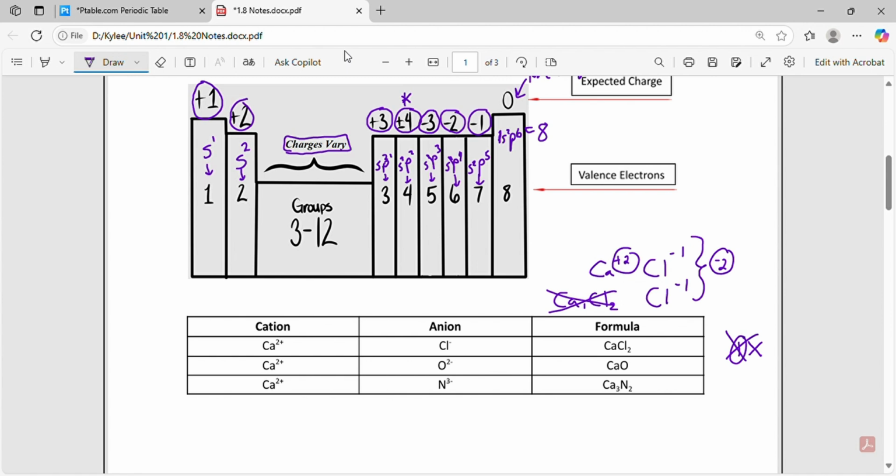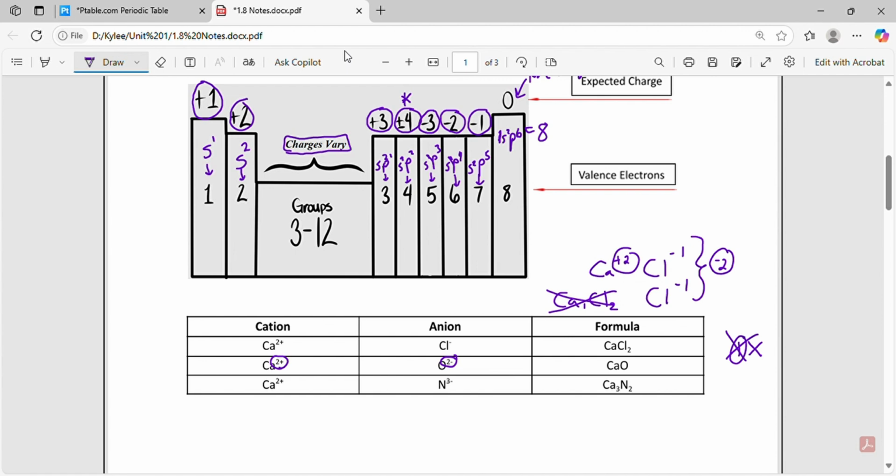My next example, I have calcium with oxygen. In this one, my charges do balance. Calcium's +2 charge, oxygen's -2, so those would cancel each other. I'm already at 0, which means I just need 1 of each.